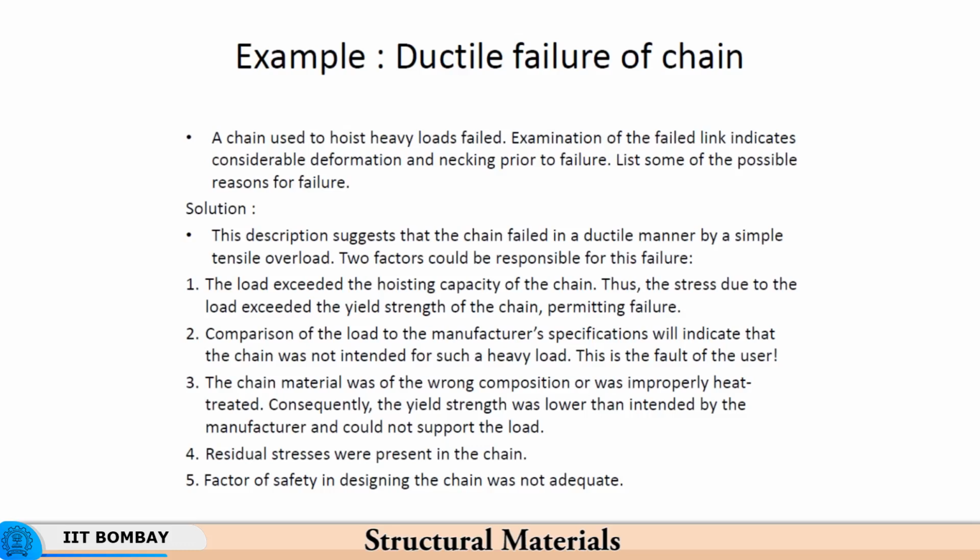So, these two factors are very important, and a generous factor of safety has to be used for design of the chain. So, this is another reason why overload failure can take place. It is not just one reason, but there are many underlying reasons which can be traced back to the design and the manufacturing process, which are upstream of the use, upstream of the application, that are responsible for the ductile failure of the chain.